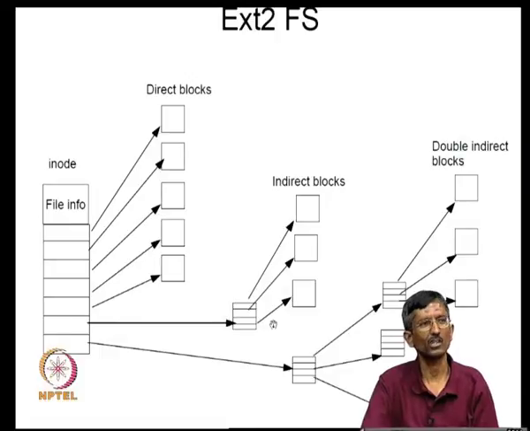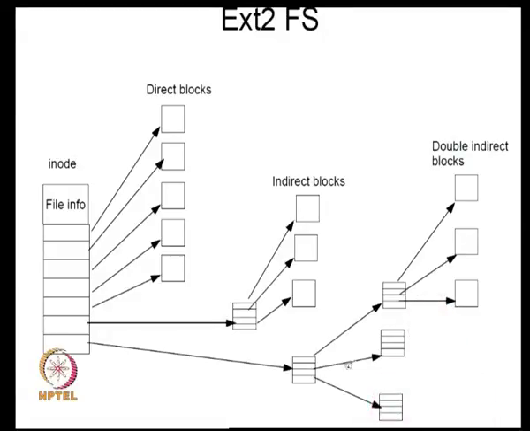Now, 4 megabytes is still small. So, you will have one more level, these are double indirect blocks. You will now go up to gigabytes. Gigabytes are still not enough, so you will go to triple indirect. People have gone up to triple indirect, but people are not doing anything beyond that. That is the reason for it.